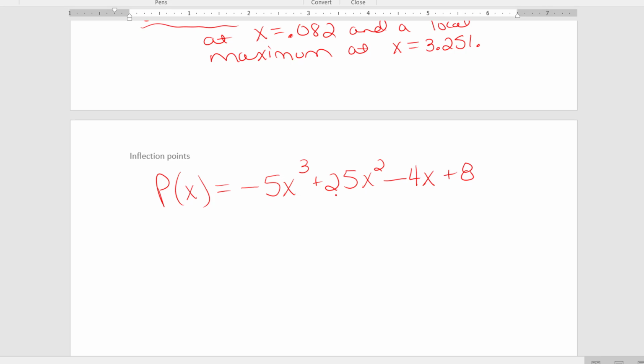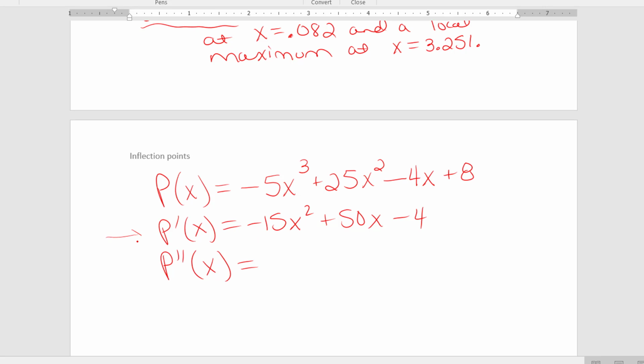So here again is p of x, and its derivative we found was negative 15x squared plus 50x minus 4. To find inflection points is to find when the concavity changes. And remember, it is the second derivative that helps us identify concavity of p of x. So I need to find the second derivative, p double prime. So p double prime is the derivative of p prime. So here's p prime. We're going to find its derivative. It'll be negative 30x plus 50.